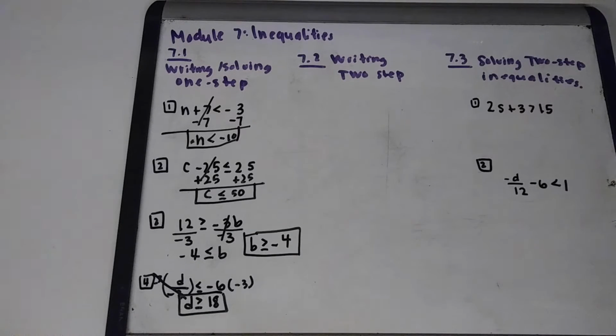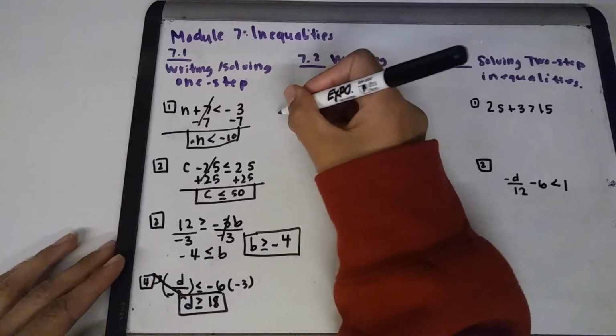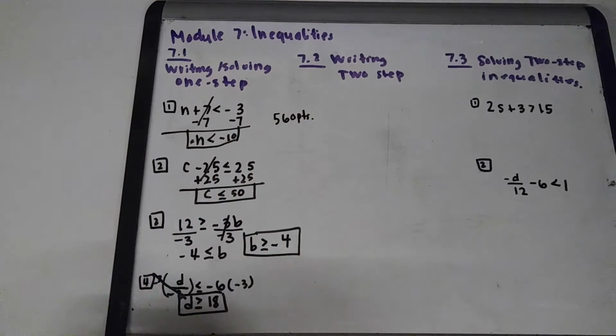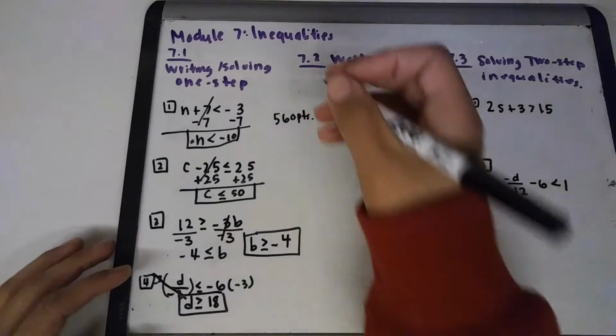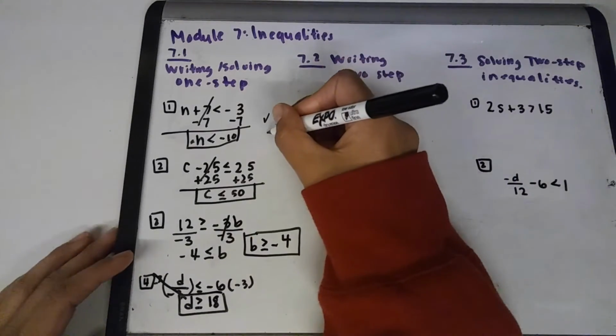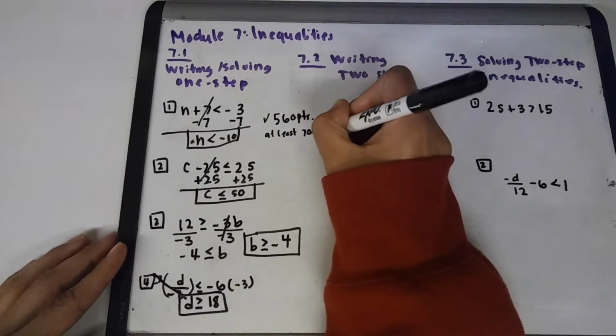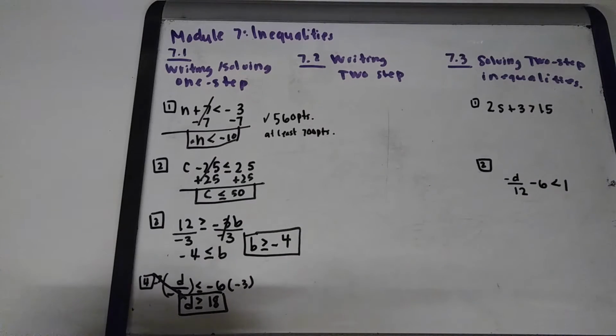So it says Jose scored 560 points on his math test so far this semester, and to get an A for the semester, he must score at least 700 points. We need to write and solve an inequality to find the minimum number of points that he needs to score in the remainder of his tests to be able to get an A.